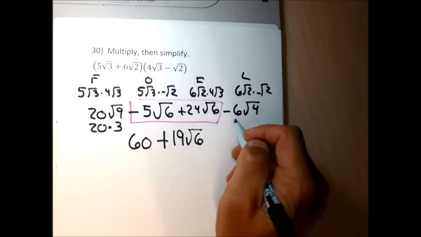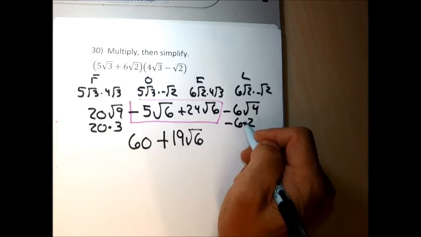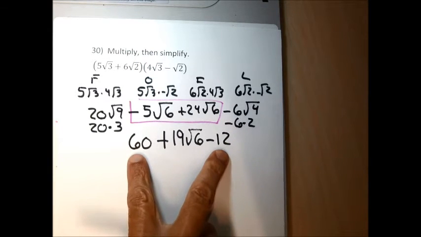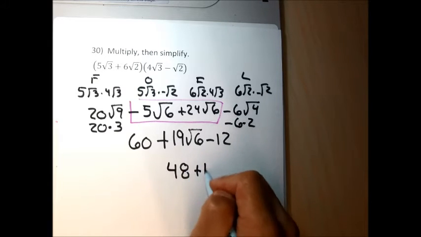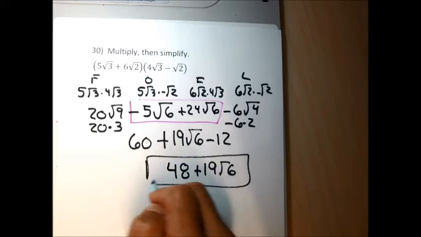The lasts are minus 6 times the square root of 4, but the square root of 4 is 2, so that's really minus 6 times 2, which is minus 12. Last up goes 60 minus 12 is 48. And my answer to problem 30 should be that.